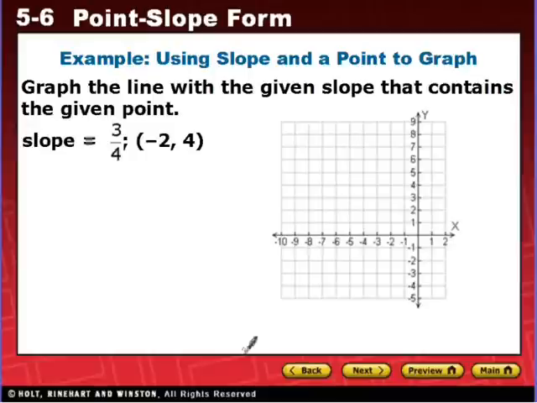Graph the line with the given slope that contains the given point. So our point this time is at (-2, -4). Go ahead and pause the video and give it a try yourself, and then come back. Now that you're back, (-2, -4) is here on our graph. And our slope is 3/4, so we're going to rise 3. 1, 2, 3. And then we're going to run 4. 1, 2, 3, 4. Wow, it just barely fits on this graph. And here's our line.